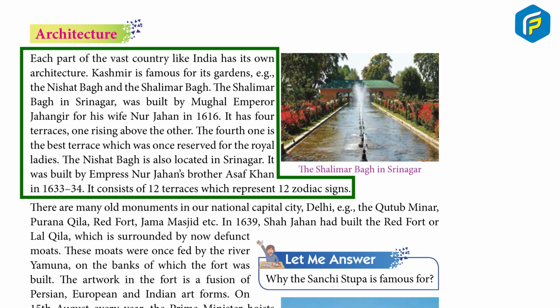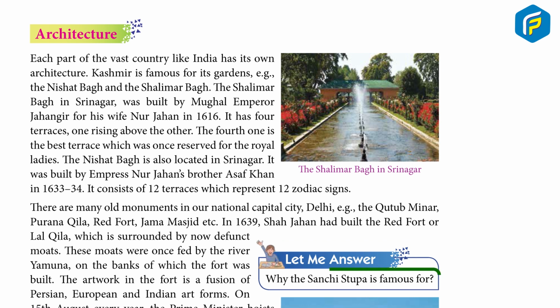The Nishant Bagh is also located in Srinagar. It was built by Empress Noor Jahan's brother Asaf Khan in 1633. It consists of 12 terraces which represent the 12 zodiac signs. Let me answer: what is the Sanchi Stupa famous for?